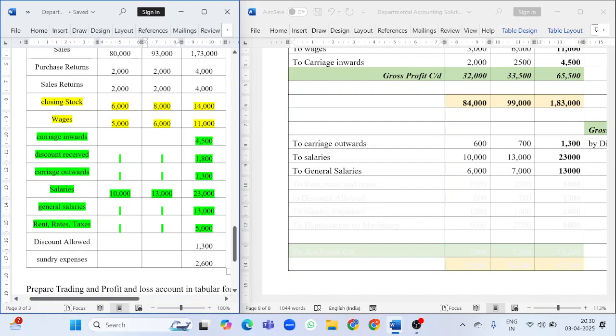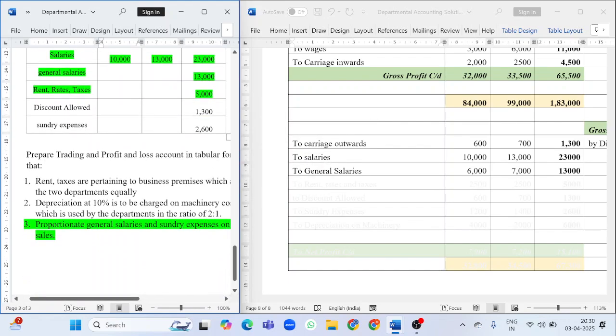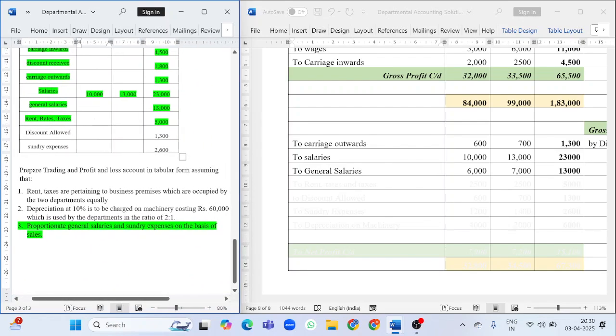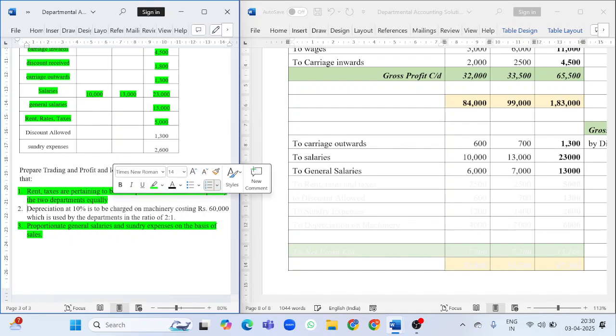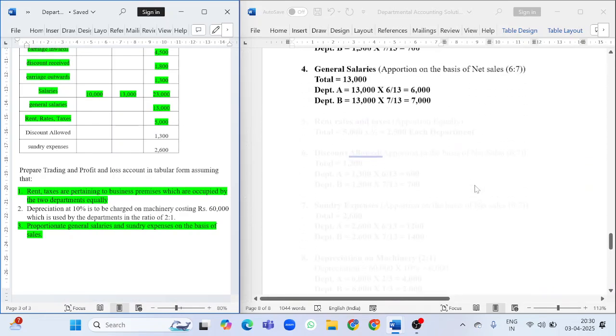Same, the rent, rates and taxes, they have not given the expense for individual department. Instead they have given a common expense. But let us look into the additional information. It says rent and taxes are pertaining to business premises which are occupied by the two departments equally. So both the departments have occupied equally, so we have to divide it equally.